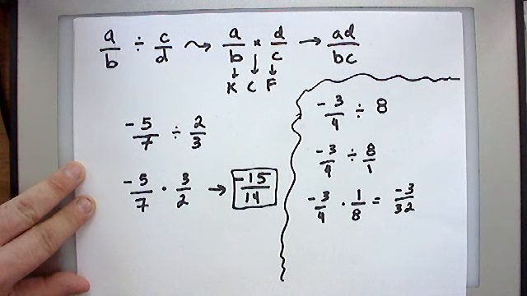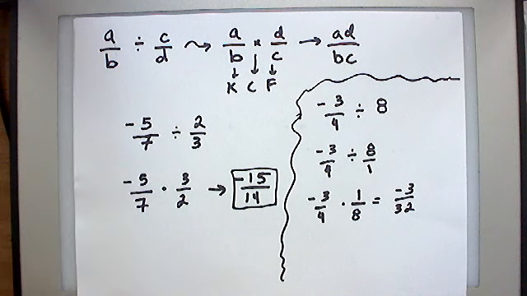And you just ask yourself, is it reduced? Does anything go into 3 and 32? No, then we're done. All right, so that's division of fractions. Just flip the second one and multiply, nothing crazy.